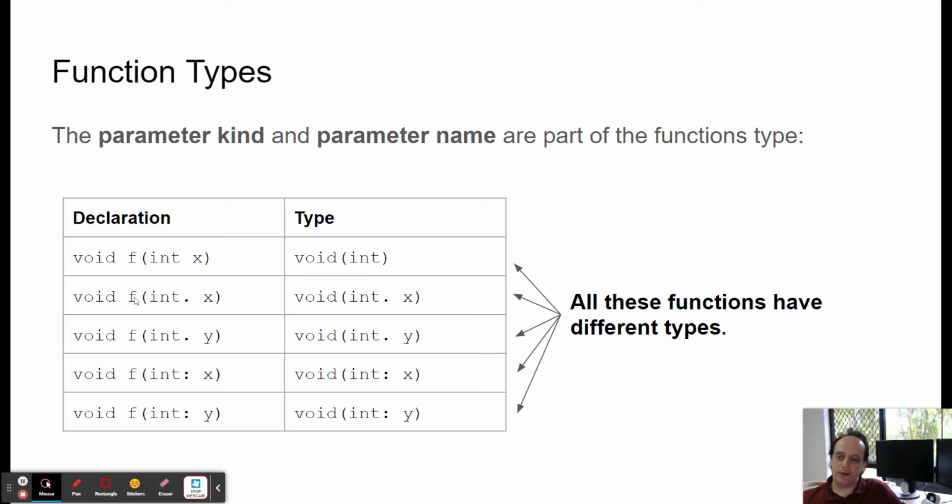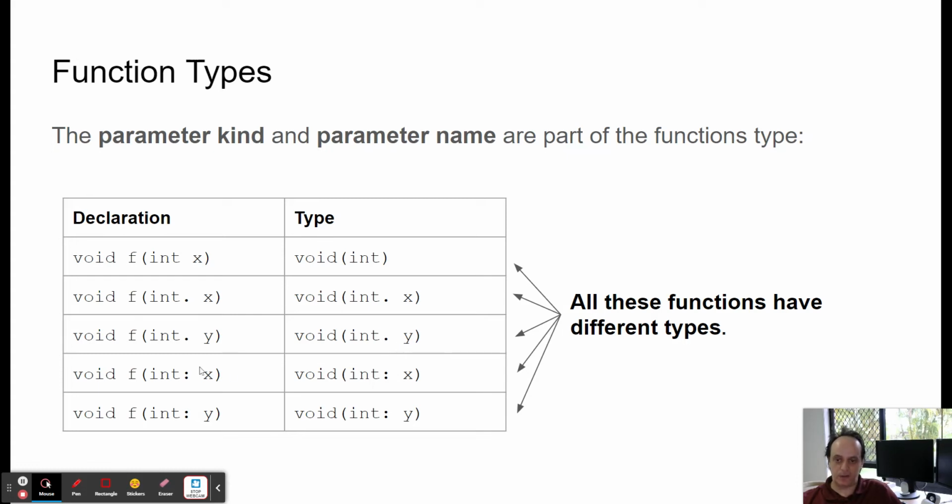Okay. Now we have a function f with designator optional parameter called x. Its type is void of designator optional parameter named x. So both the fact that it's designator optional and its name x are part of the function type. Here we have the same situation with designator optional parameter named y. The fact that it's designator optional and y is part of the function type.